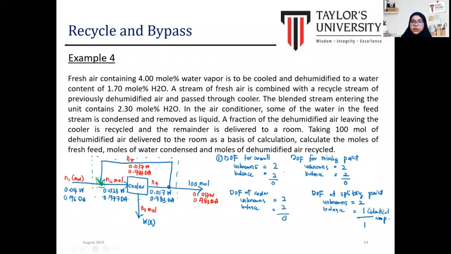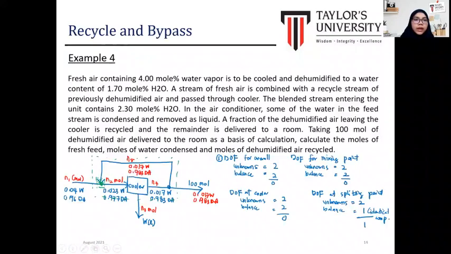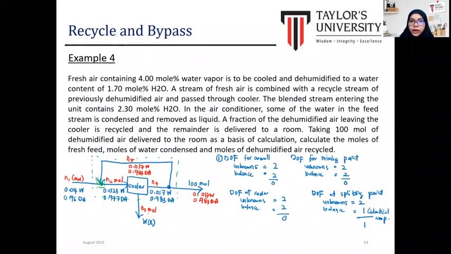So we can solve this overall. Maybe we can start with the overall first. So balance at the overall system. To perform the balance, we can start with the overall balance for that particular unit, and then we move to the component balance. So for the overall balance here, we have N1 equal to N3 plus 100. So we have 2 unknowns here. Okay, this is the overall balance. So we can start with the component balance, because this is water, we will try to eliminate this one.